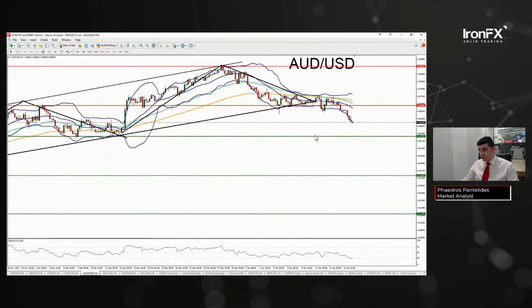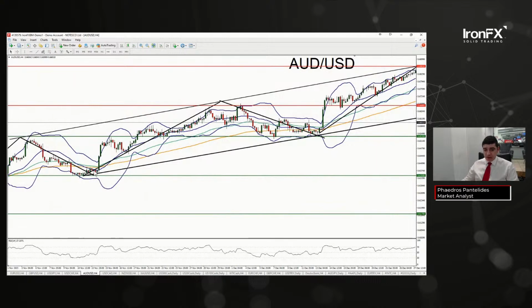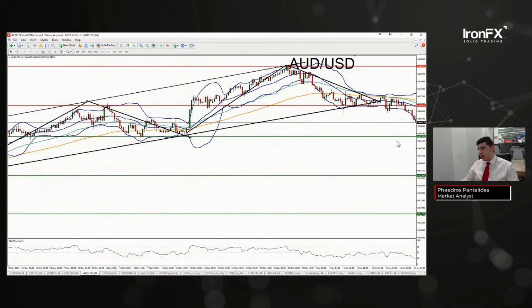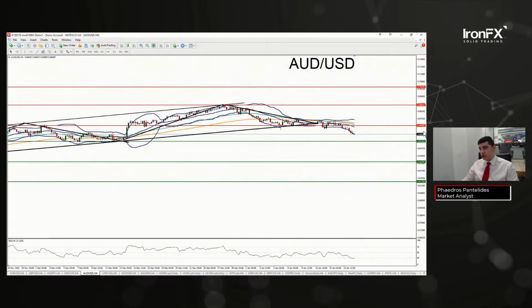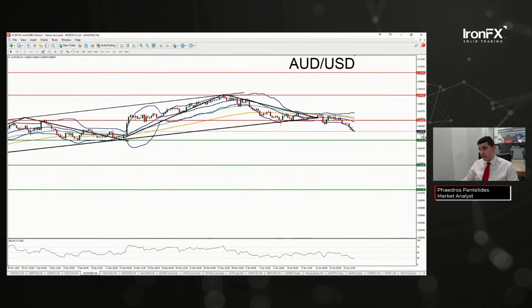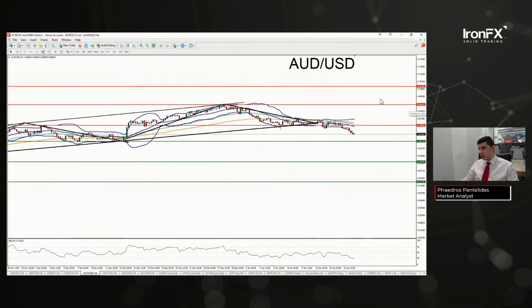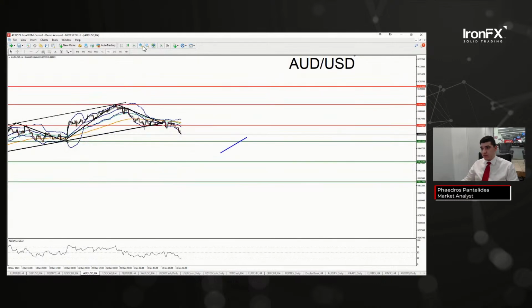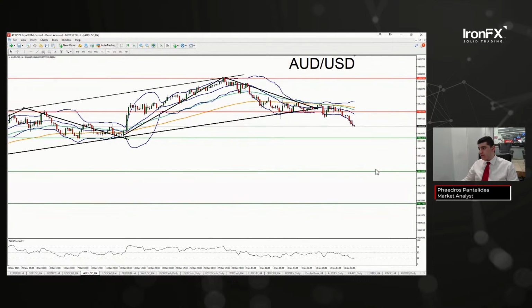0.6350. Now, note that in particular, sometimes big movements occur at big levels. Either you find support or resistance, and that's mostly due to the psychological effect in trading where big numbers usually tend to have some sort of support or resistance. And as such, you may hear the phrase big figure. For now, however, we would maintain a bearish outlook for the pair.